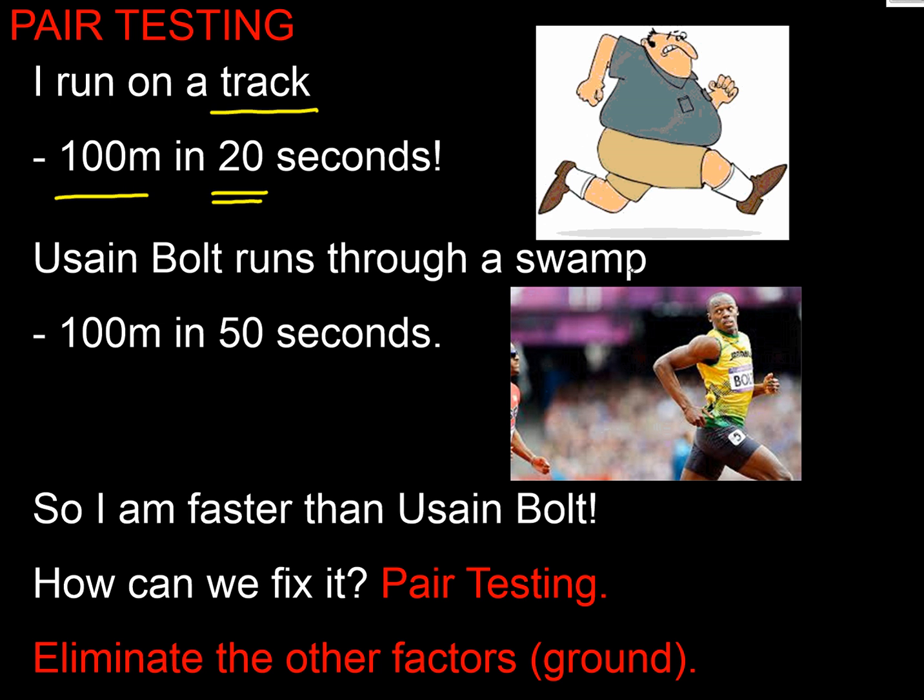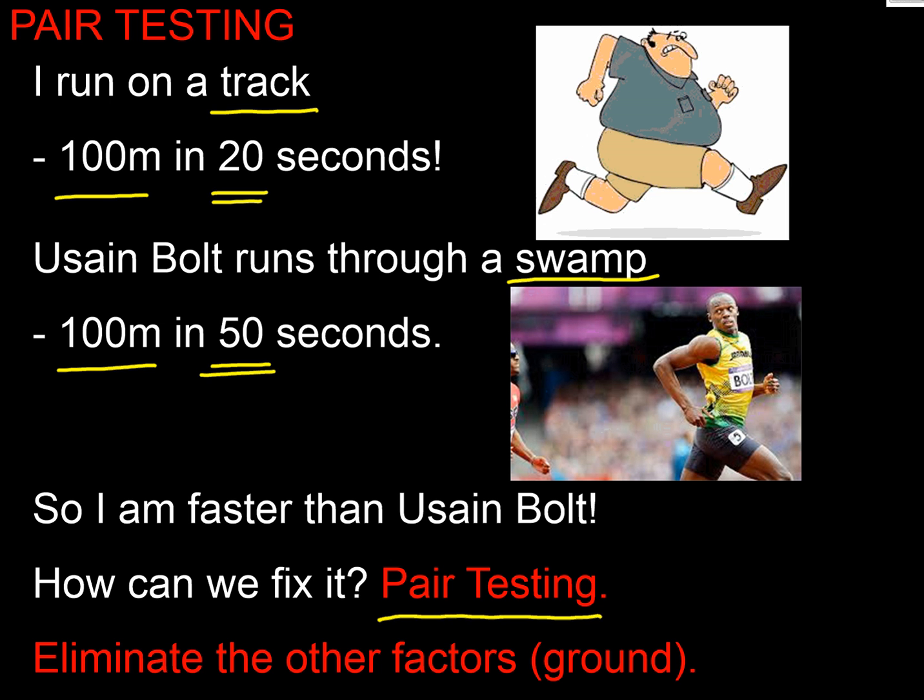Meanwhile, Usain Bolt has to run through a swamp and he can't fly over the top of it and he gets stuck in it. It takes him 50 seconds to do his 100 meters. So I'm faster than Usain Bolt. Isn't that right? No, it's not. So how do we fix it?